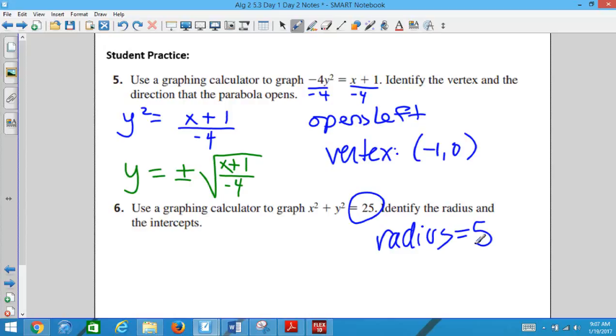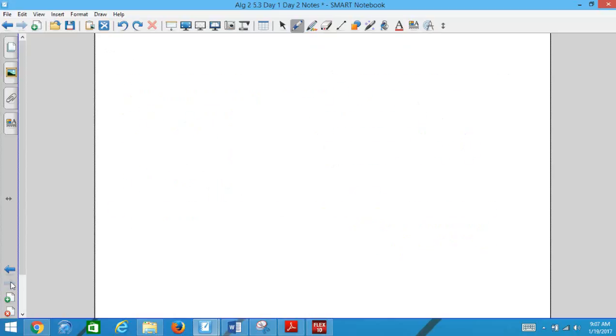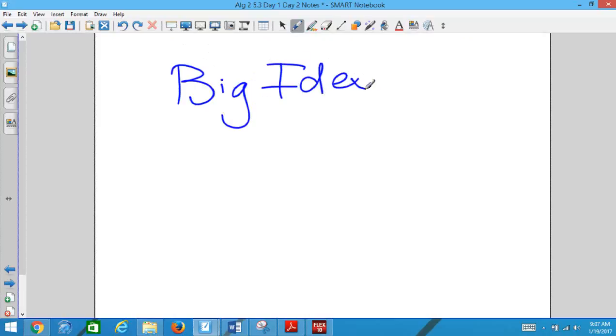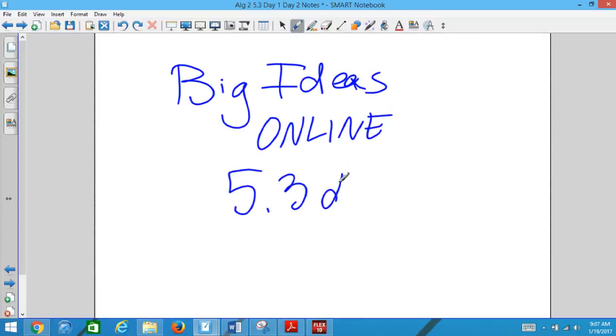If you got the last one graphed and it looks like a circle, you've got your big ideas to work on. The last one's a circle. I'll come help. This is section 5.3, day 2.